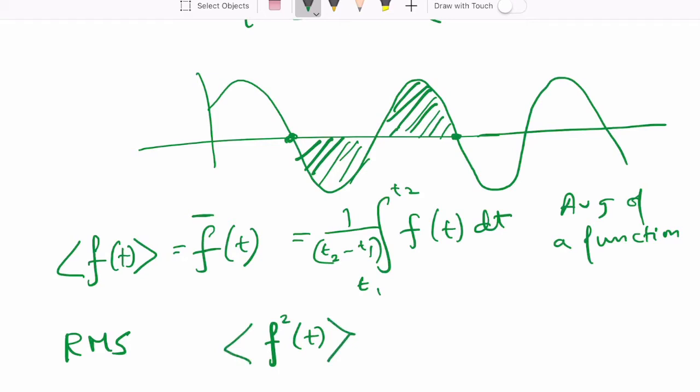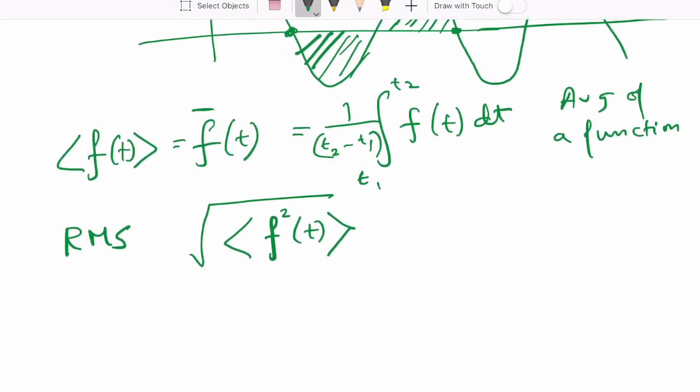The average of the square of the function is not going to be 0 because if you square the function, it won't have any negative parts. Everything will be positive, so you won't have any negative quantity. And so the average of f squared is not going to be 0. And then you just take a square root of this. So there are 3 steps involved. First is squaring the function, then taking its average using the same formula that we have over here, and then taking a square root of that.